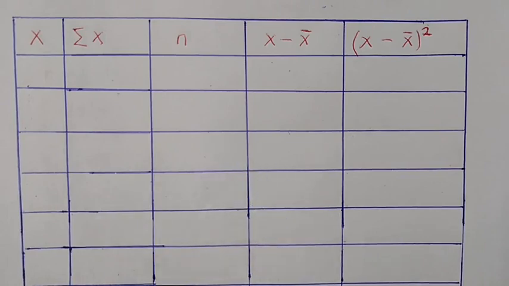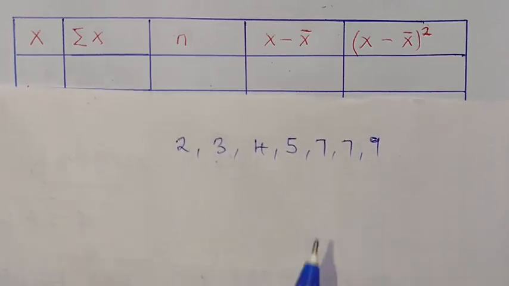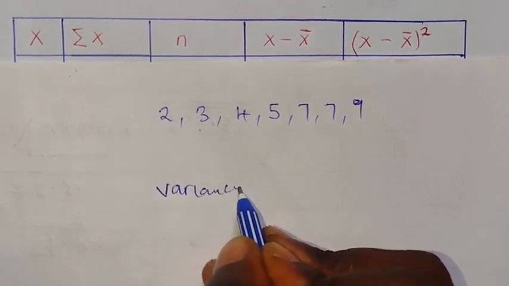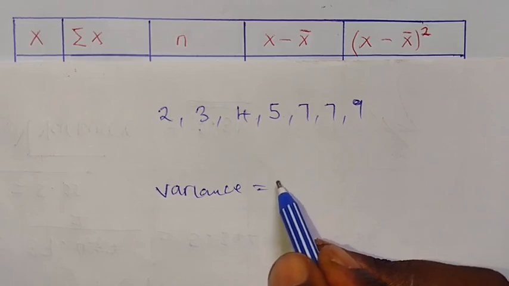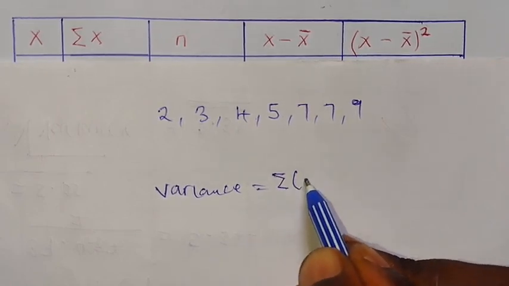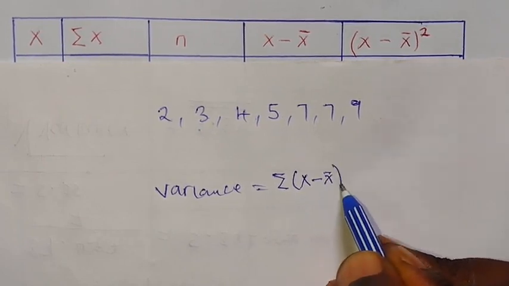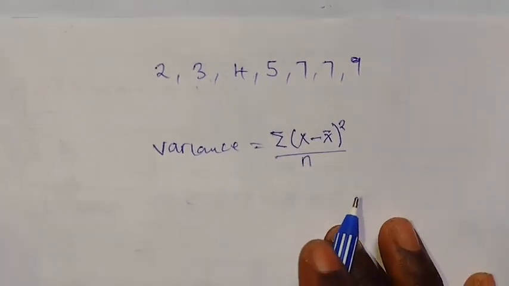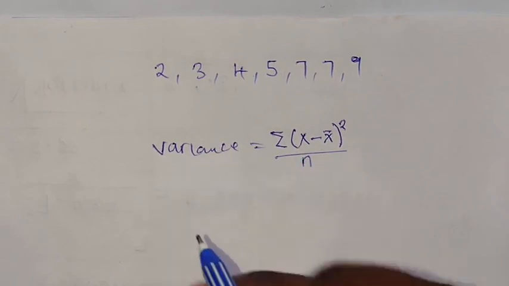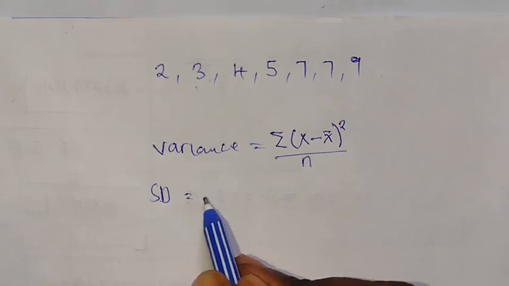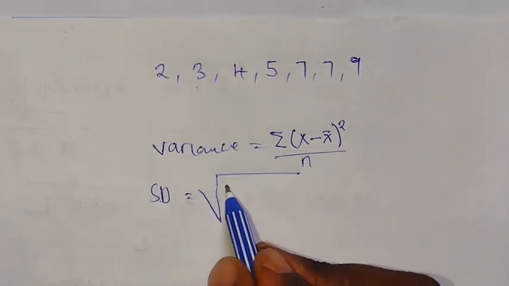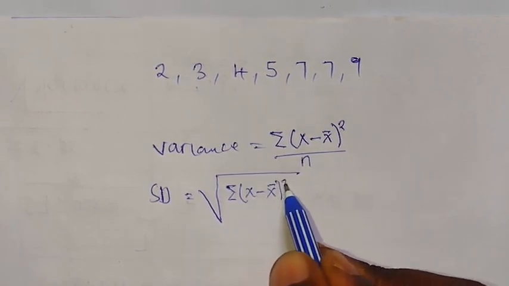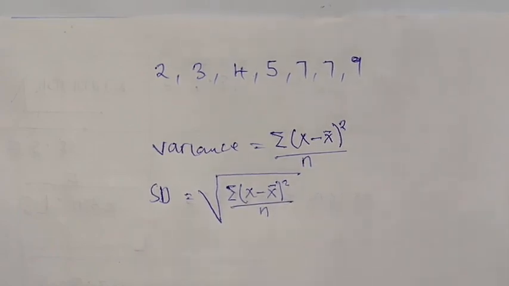The reason why I've used this table is, when you look at the formula for variance, it will start with summation of x minus x bar, which is the mean, squared, over n. Then for standard deviation, we say just the square root of this. So for standard deviation, you just put the square root of the same things, because this is variance divided by n. So this is the standard deviation.